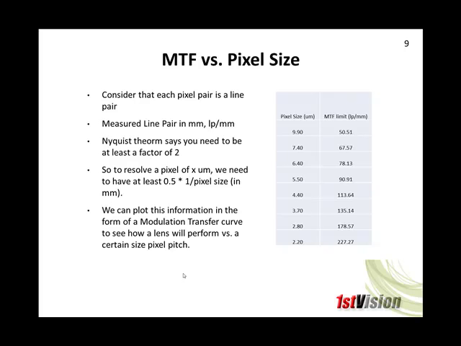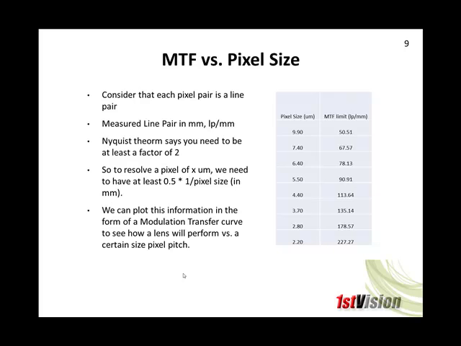Okay, so stay with me on this because this is some real critical information. The modulation transfer function versus the pixel size. Let's think about a sensor that has lots of discrete pixels. They're all the same size. Each pixel, you can think of each pixel pair as a line pair. Line pairs, as we saw before, were measured in line pair per millimeter.